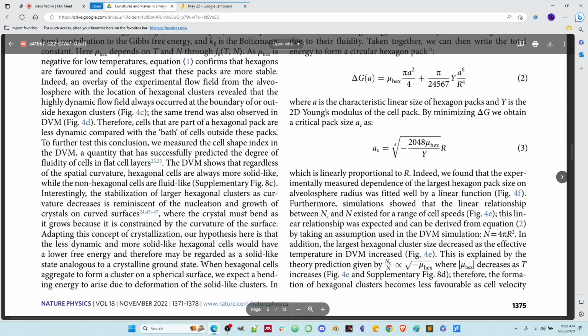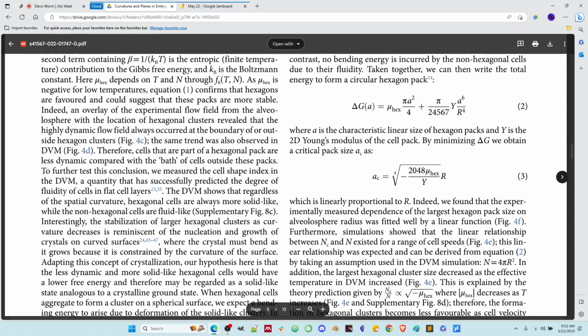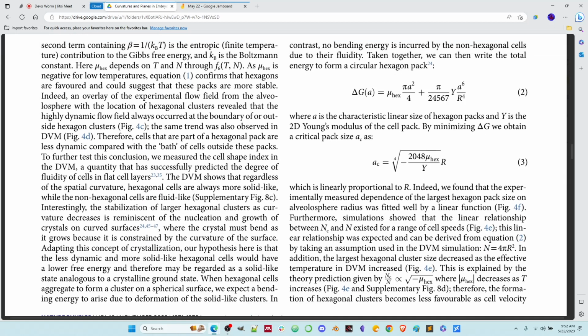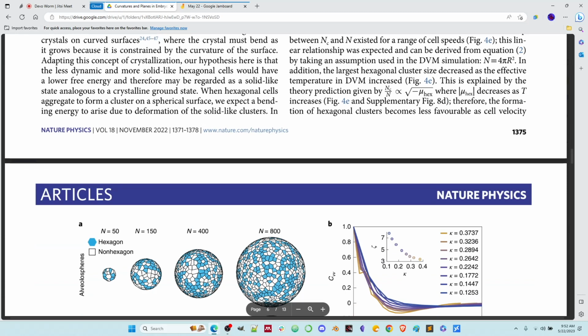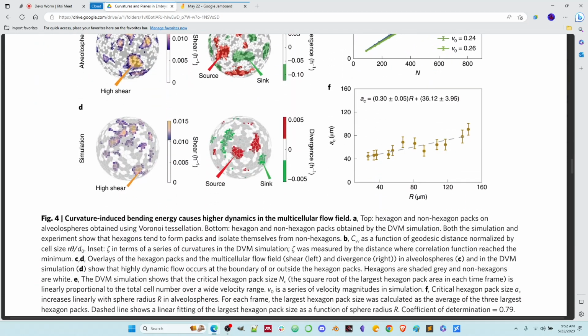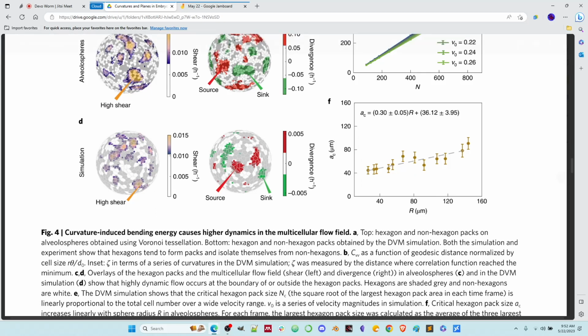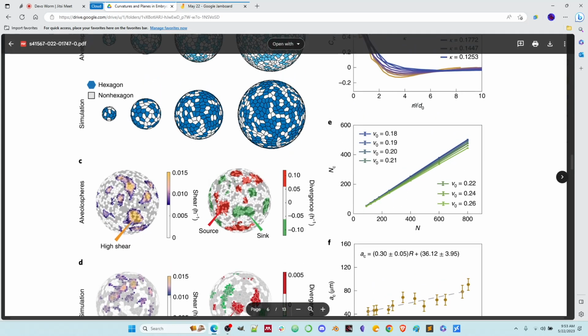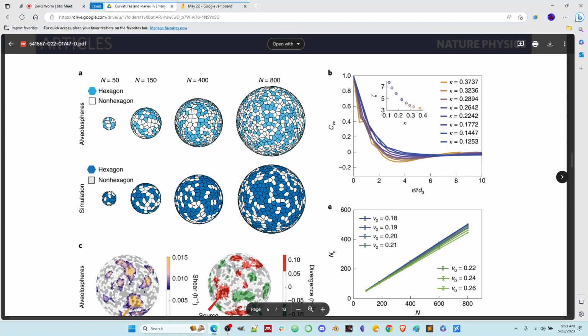And so they're able to write out some equations here where they can look at the total energy to form a circular hexagon pack. Then they look at the 2D Young's modulus of the cell pack, which factors into this calculation. By minimizing the delta G, we obtain a critical pack size, which is linearly proportional to R. So they're able to calculate out a sort of scaling almost. And in this figure, curvature-induced bending energy causes higher dynamics in the multicellular flow field. From the equations we just saw, now they're able to calculate an energy flow field or an energy minimization scheme. And here they show some of these cells, hexagon cells versus non-hexagon cells.